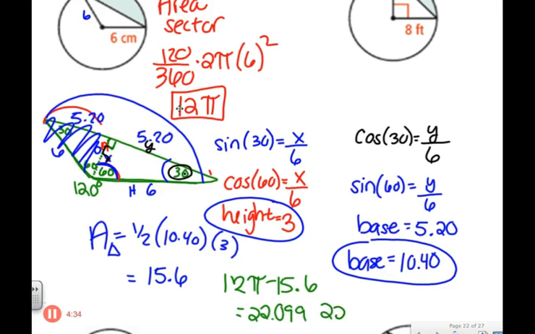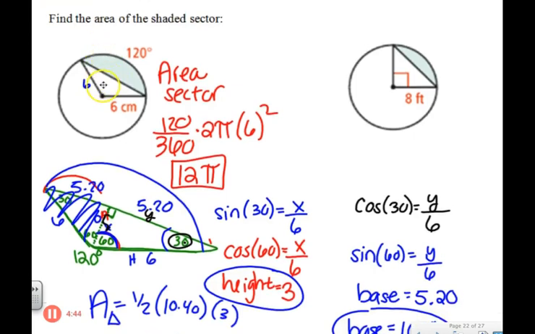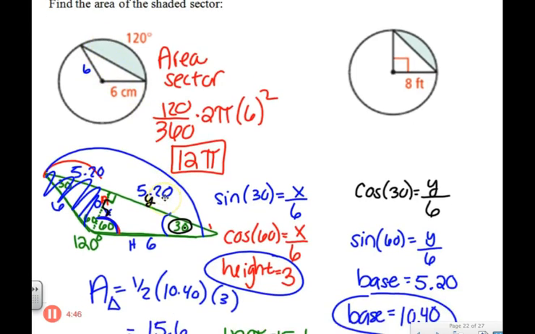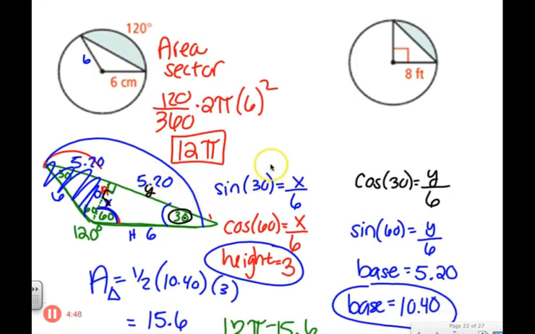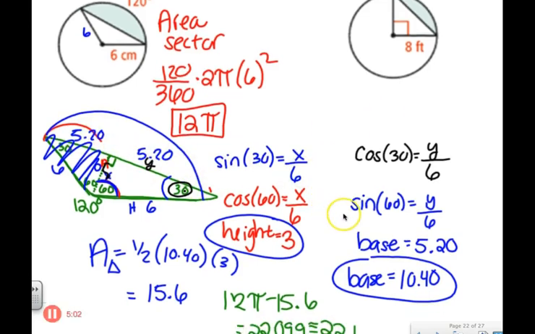So that would be 22.1. Okay. So again, if you have a triangle that is 120 degrees, you're going to have to do all of this work for the triangle to find the area. If you've got a right triangle, that's nice because you already know the base and the height. And we saw in the previous one, if it was 30 or 60 degrees, you already know the base. So if you don't know the base of the triangle, you're going to have to do a lot more work.